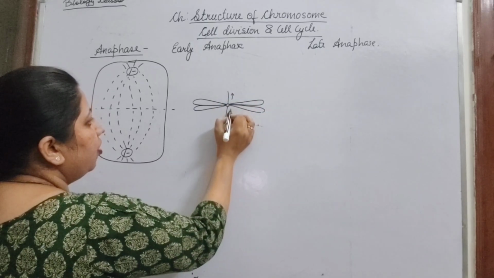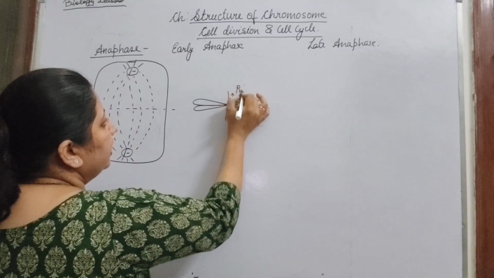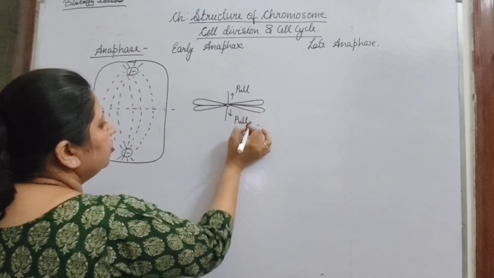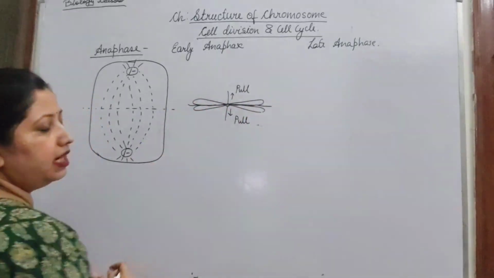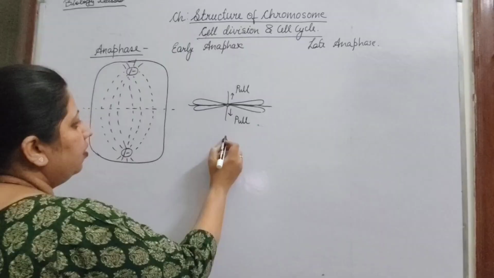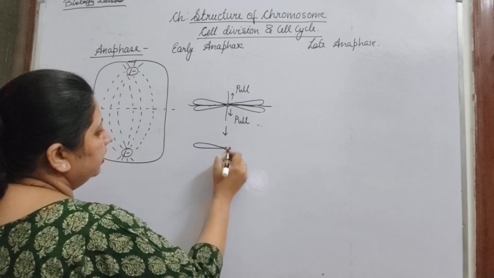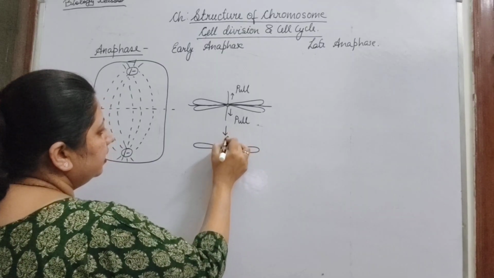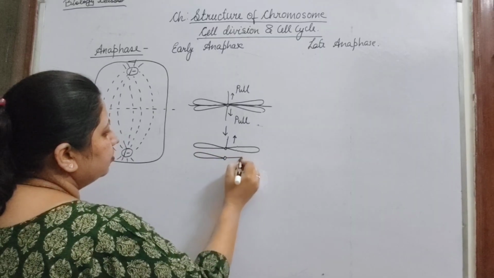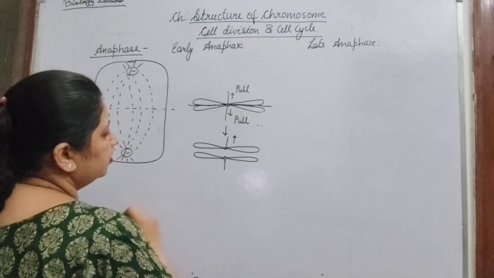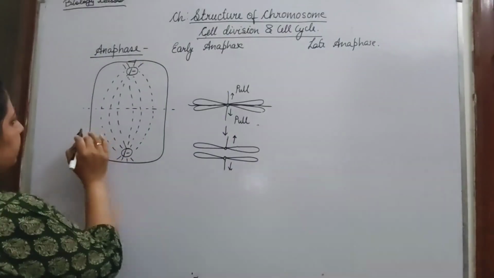Due to shortening or contraction of this spindle fiber, a pull or tension is created. Due to this pull or tension, the chromosome is split from the middle, that is from the centromeric position, into two parts, two chromatids. One chromatid moves upward, and the other moves downward. This is the spindle fiber. Now we will show such a situation.